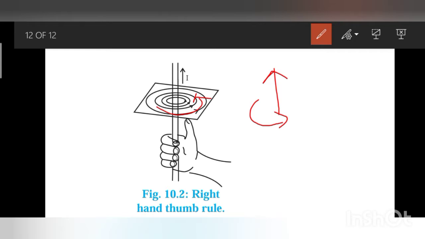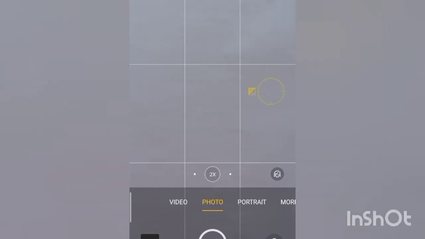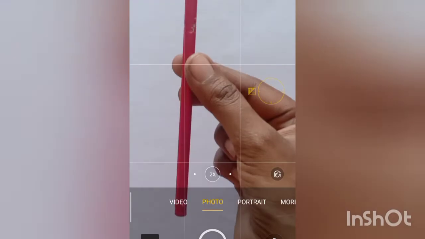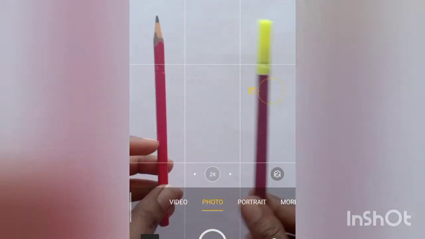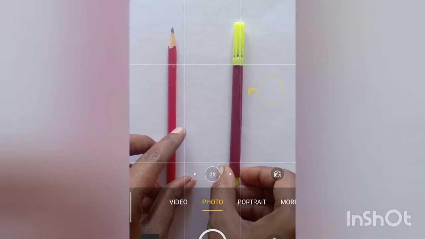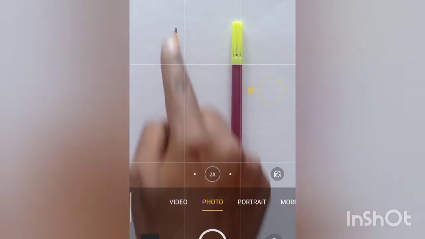So what is the effect of a current carrying wire on another current carrying wire? If we have two wires like this, suppose this is the first wire with current in this direction and another wire with current in this direction, will there be any effect? So suppose this is your first wire and this is your second wire. They are separated by some distance and the current is moving in this direction.